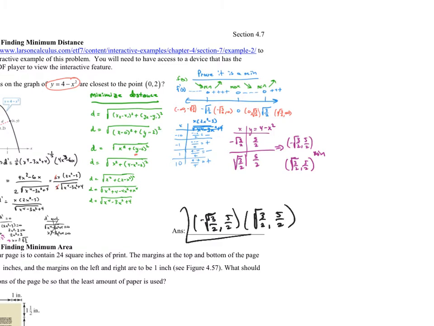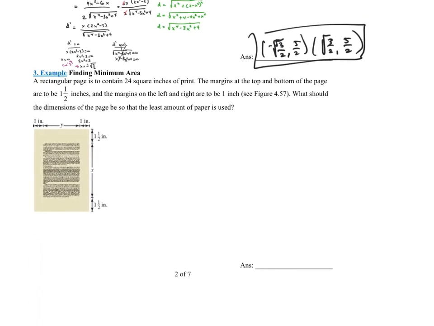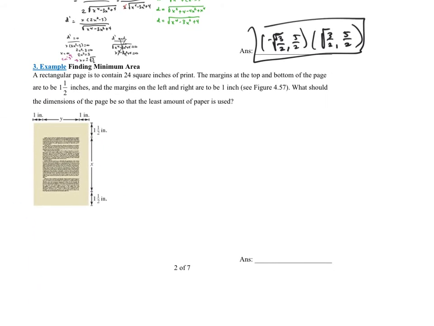Nasty numbers. But it is what it is. We were able to find our derivative, our critical values, and use the first derivative test in this case to prove that those are actual minimums. So that's just one problem. Now let's move on to example 3 and see what we got there.